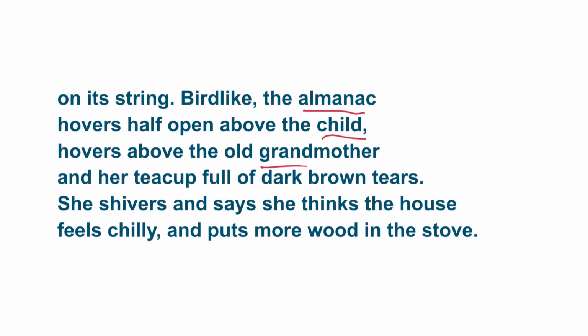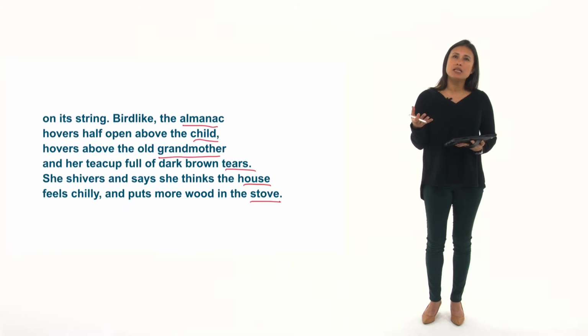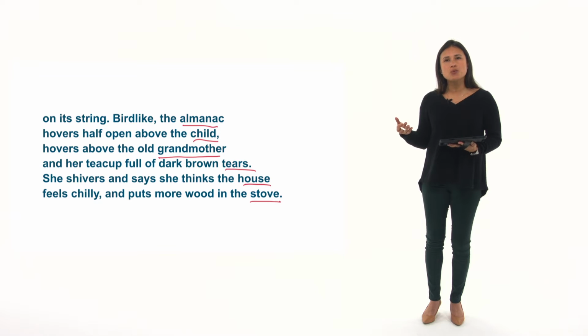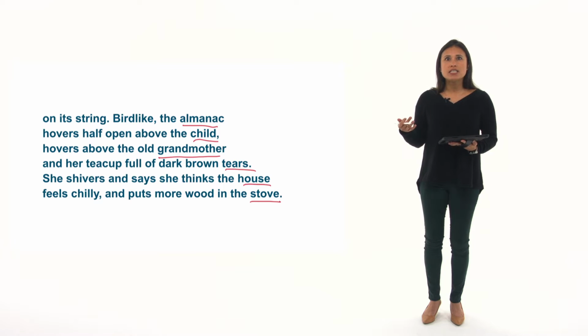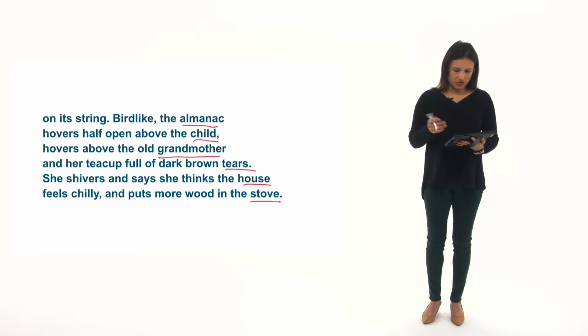We identify the same last words. But now the grandmother who was in the beginning of the poem, who seemed to be the strength of the house and taking care of the child, now in the third stanza we see her suffering. We see her having the tears.